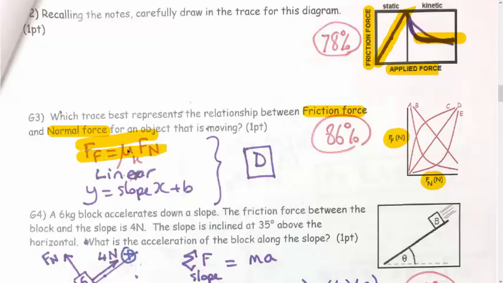Y equals slope x plus b. So I recognize it as linear. There's two linears in this choice. There's a linear where if you increase x, you get more y, and then there's a linear where when you increase x, you get less y. And clearly, if I increase my Fn, I get more Ff. And so there's my choice. Okay, cool. So the answer is D.